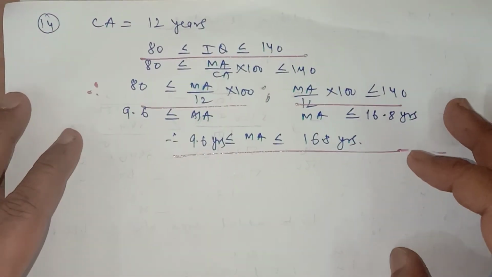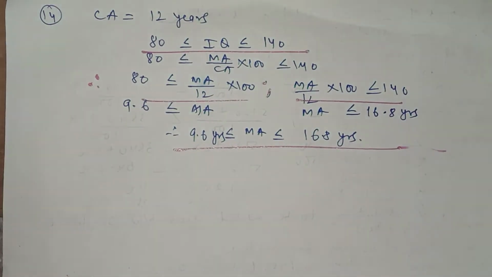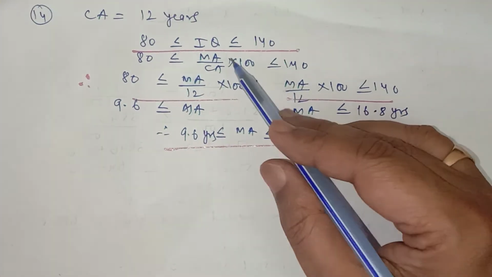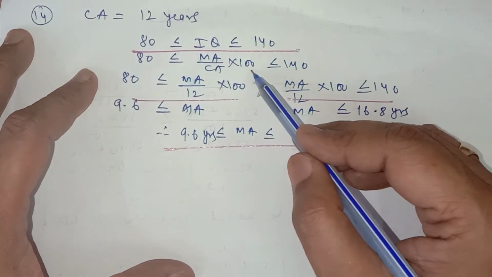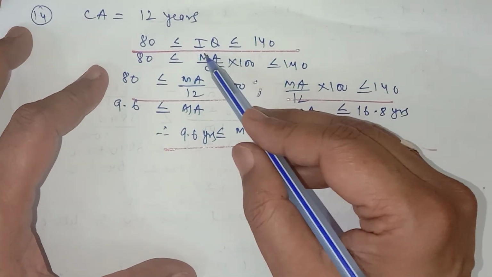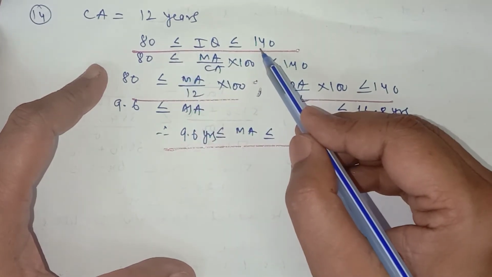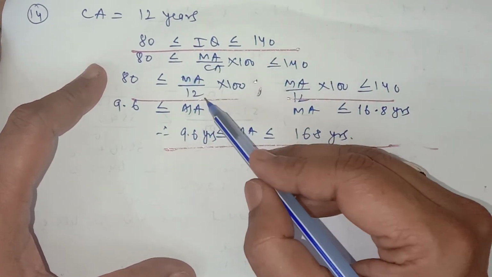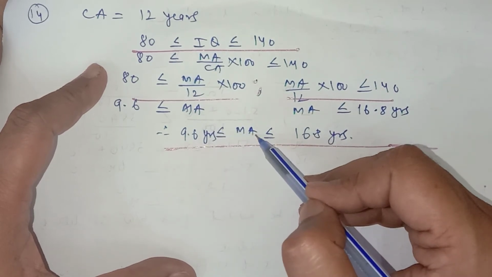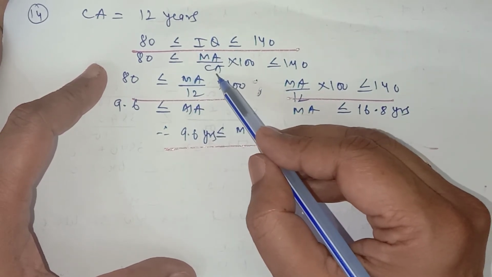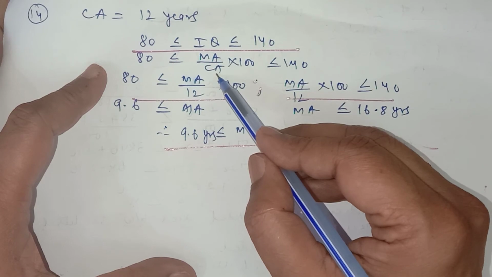Question number 14: it is given that the relationship between the mental age and the chronological age is IQ equals mental age upon chronological age into 100. Now, it is given that the IQ of the person lies from 80 to 140. And there is a person whose age is 12 years. You have to find the mental age. Age is 12 years means chronological age. Exact age is known as the chronological age.